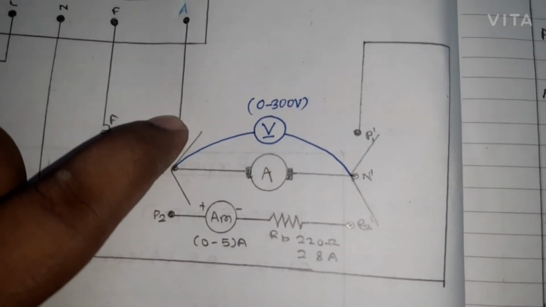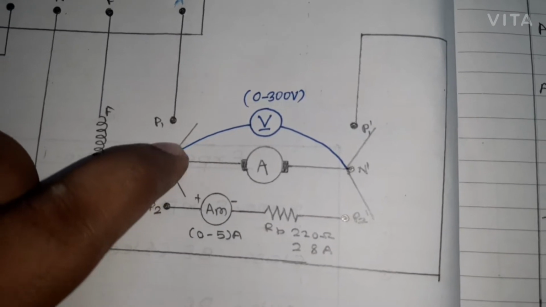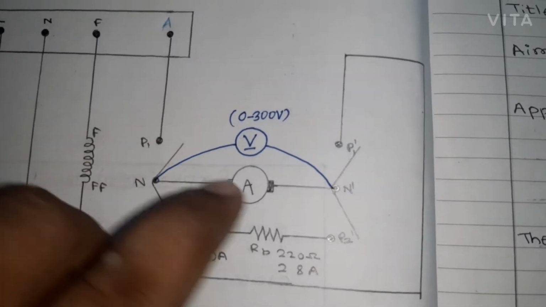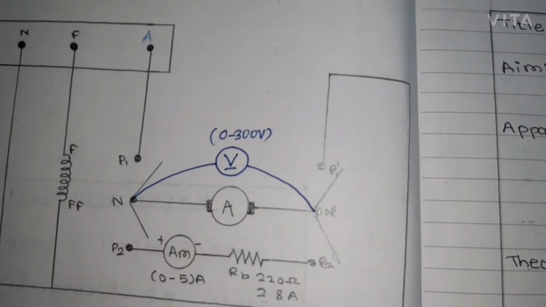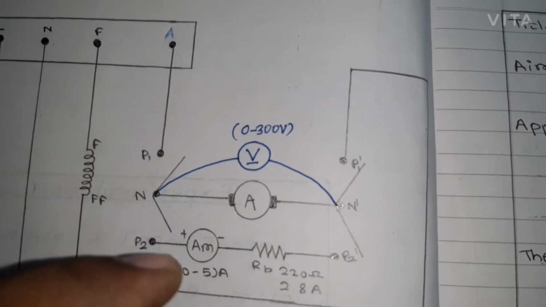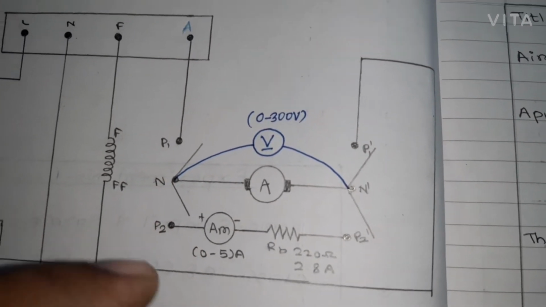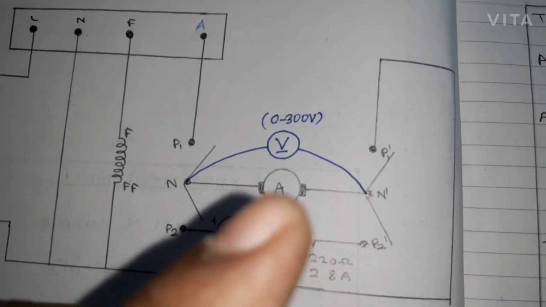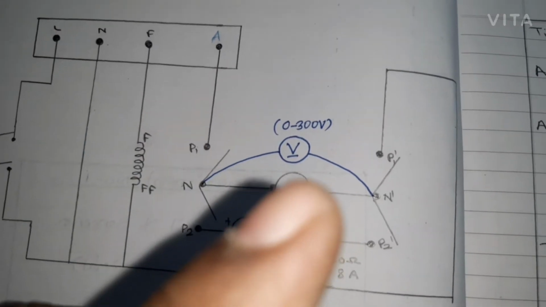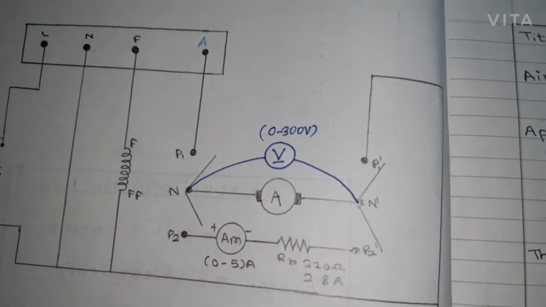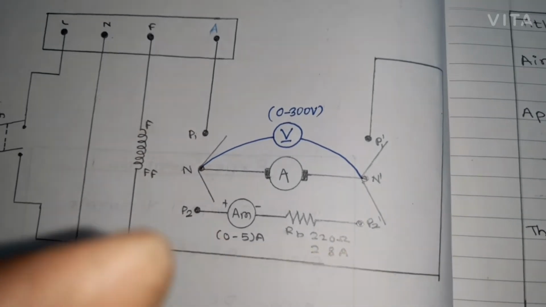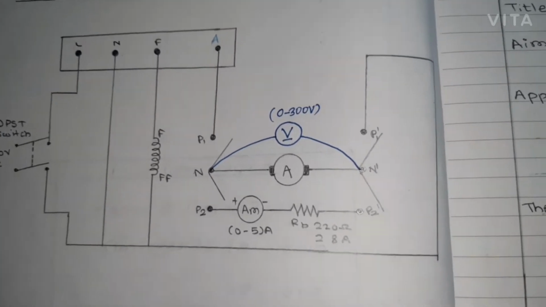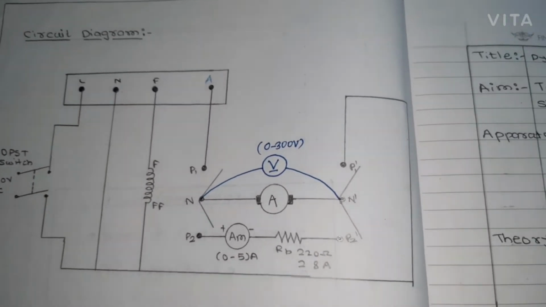When we change over the switch to this side, N gets connected to P1 and N dash gets connected to P1 dash. If we switch over to the other side, then N will get connected to P2 and N dash will get connected to P2 dash. So the armature can be connected to the supply when the switch is on this side, and then the armature can be switched over to this resistor circuit. So this is the circuit arrangement. Now I'll show you the connections.